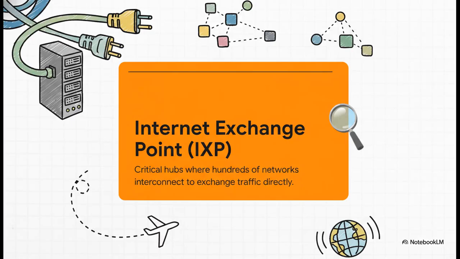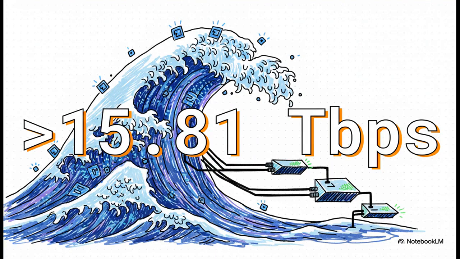So where do these all-important handshakes happen? Well, they happen in these incredible real-world places called Internet Exchange Points, or IXPs. You can literally think of them as the world's busiest international airports, but instead of people, they're for data. They are these massive buildings where hundreds of networks physically plug their routers into shared equipment to exchange traffic directly. And the scale here is mind-boggling.